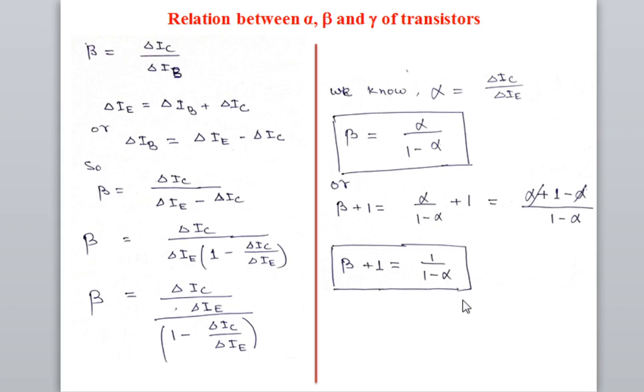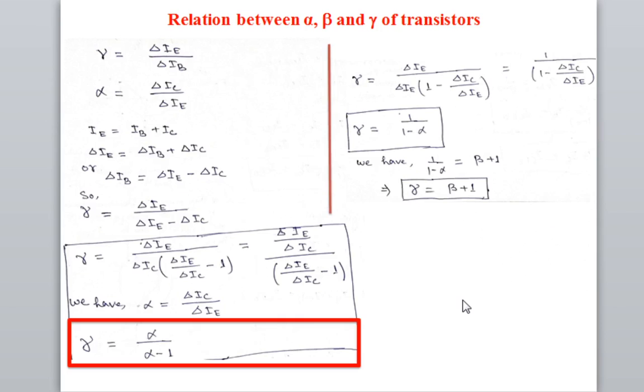Now I can start with the definition of gamma and develop the relation between alpha and beta. The definition of gamma is for the common collector, meaning the collector is common between input and output. So the input will be the base and the output will be the emitter. So gamma is delta IE upon delta IB, output current upon input current. The definition of alpha is delta IC upon delta IE, and the definition of beta is delta IC upon delta IB.